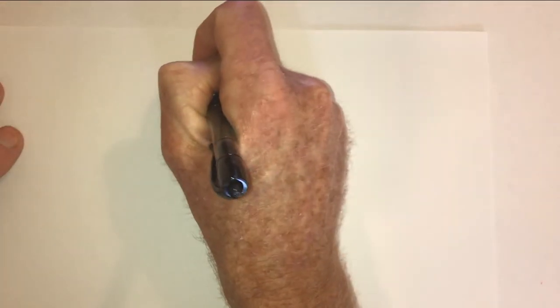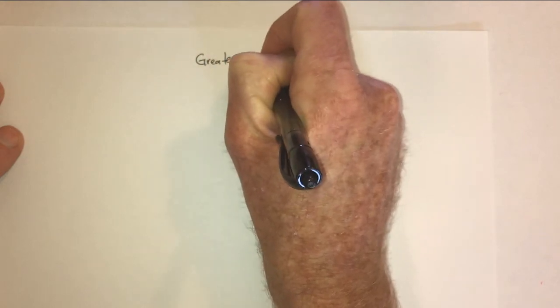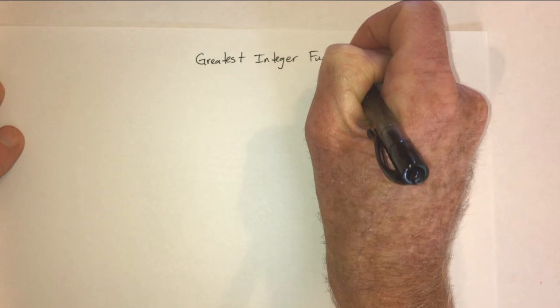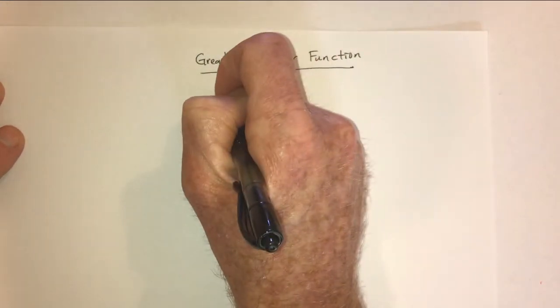Okay, then for the very last part, so this is an example of a step function, the greatest integer function.